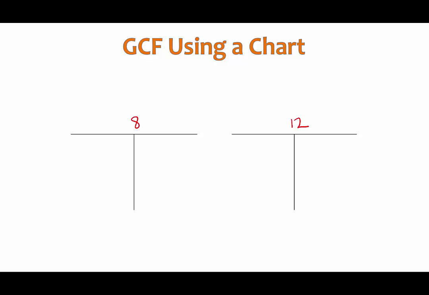The factors are numbers that multiply to the original number. So to find factors, we're going to divide the number out. And we only want to use whole numbers. So the one factor that always is true is 1. 1 is a factor of every number. So 1 times 8 gives me 8. So I'm going to write those together in the chart.